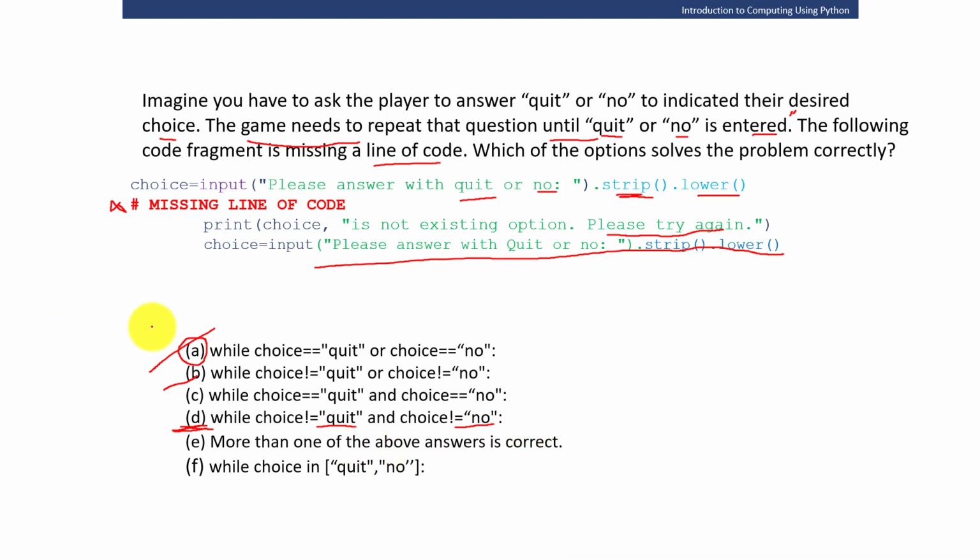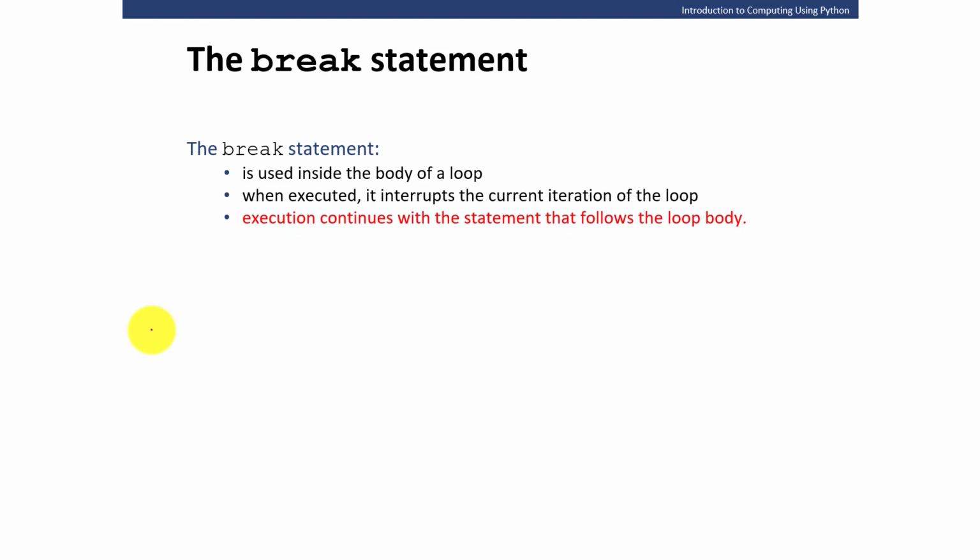All right, guys. Another kind of statement in Python that provides further control over iteration is the break statement. The break statement can be added to the code block of a loop, whether a for loop or a while loop, and when it's executed, the current loop iteration is stopped and the loop exits. Execution then resumes with the statement that follows the loop statement.